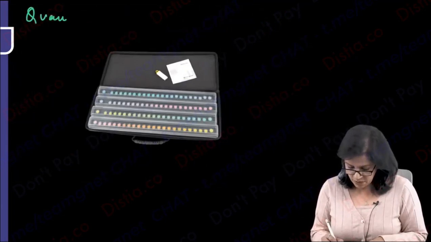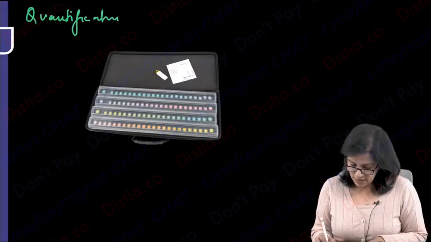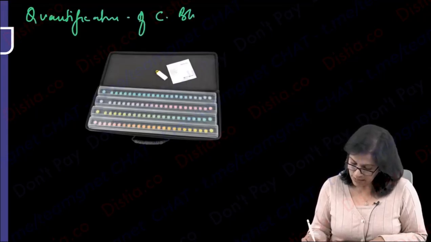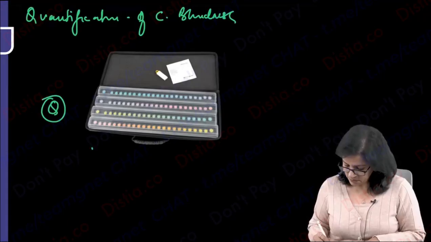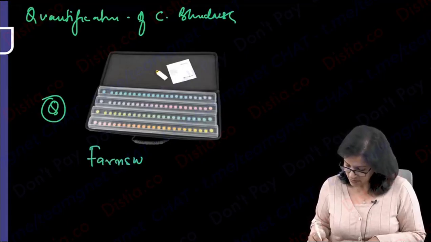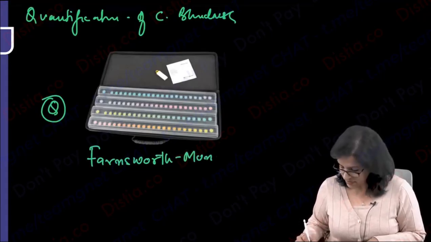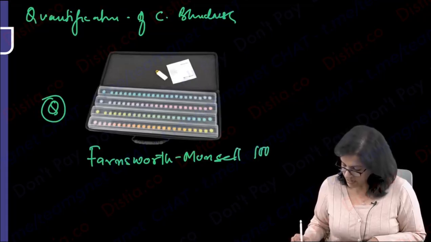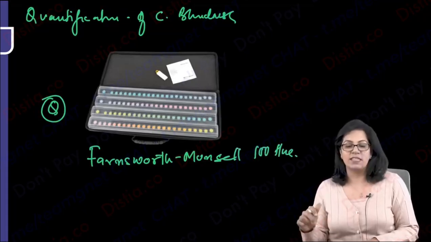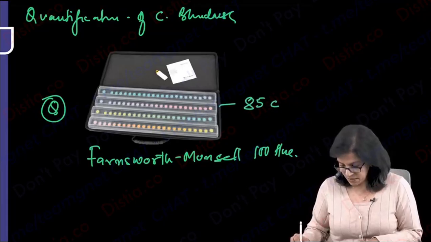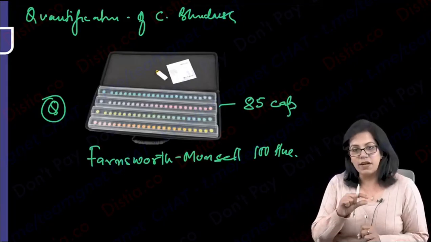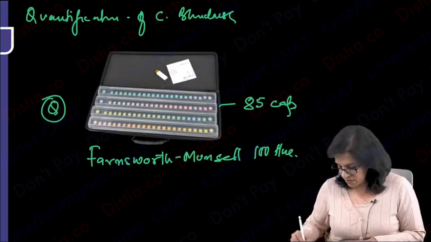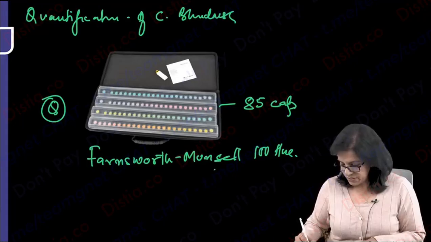So for quantification of color blindness, we can go for two main tests. One, what are you looking at? This one is also asked in the exam. It's important. This is the Farnsworth-Munsell 100 hue test. Now what is very important and interesting here is that the name is 100 hue, but it is not 100 caps. These are only 85 caps. Just remember. And you just have to arrange them in the color progression in one series. So this is your Farnsworth-Munsell 100 hue test.